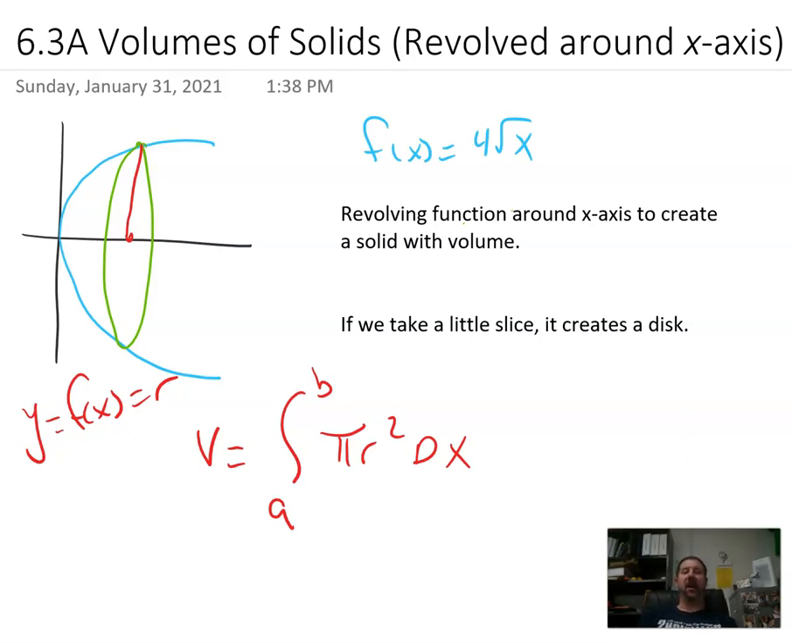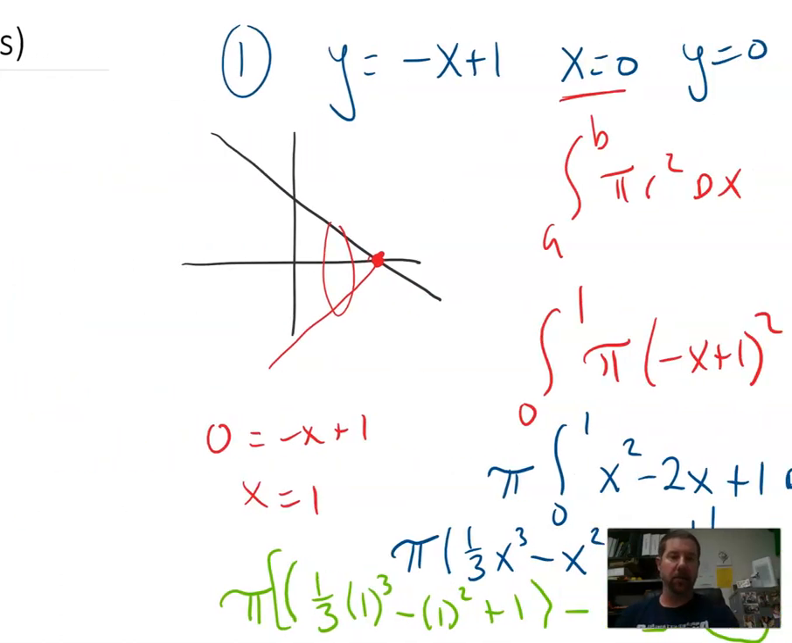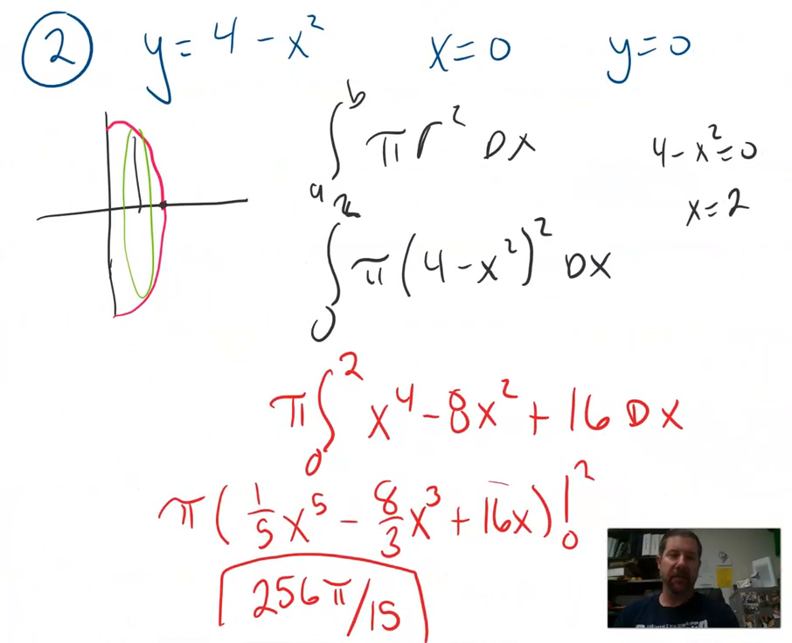Picking up where we left off with volumes of solids revolved around the x-axis. We talked about the disk method, and we did a few problems. And we left off with this one right here, where we did y equals 4 minus x squared, x equals 0 and y equals 0, and revolve that around the x-axis.